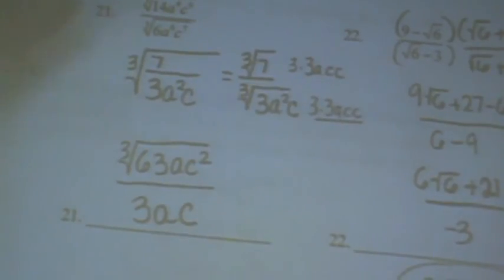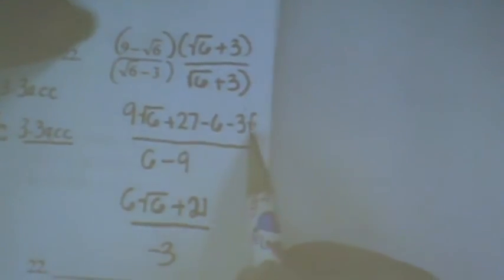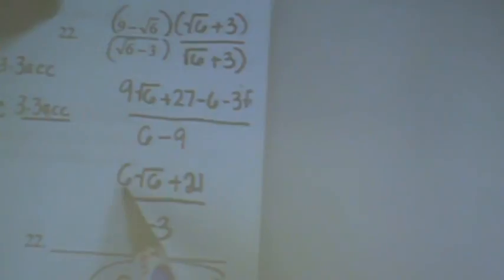And number 22, you have to multiply the top and the bottom by the conjugate. The conjugate would be root 6 plus 3, you're gonna distribute. And you should get, for the numerator, denominator, and don't forget, simplify. Negative 3 goes into 6, negative 2 times, and negative 3 goes into 21, negative 7 times. What's your final answer? We just multiplied it by the conjugate.